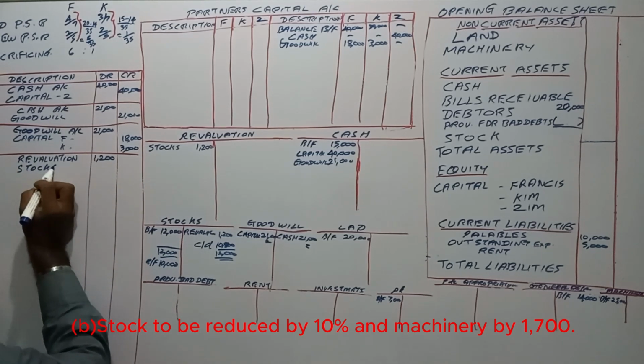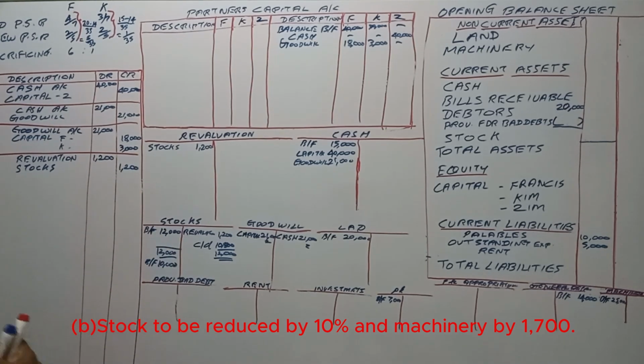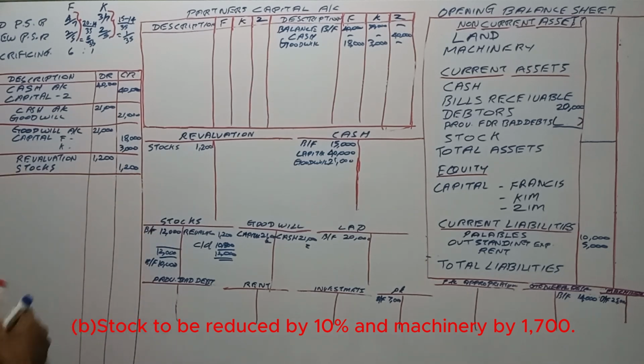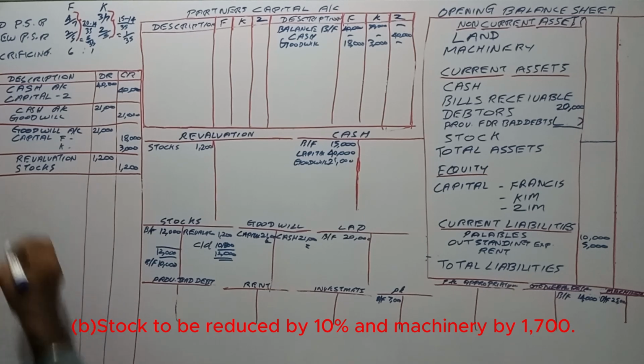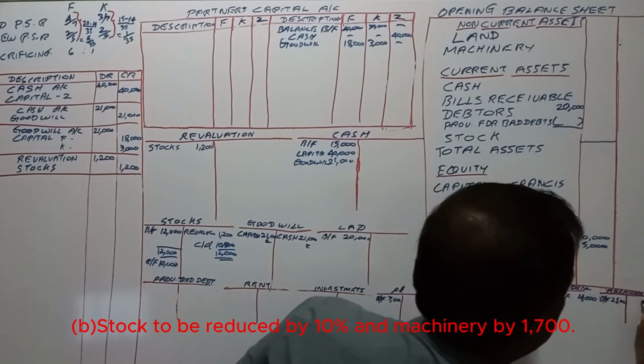Stocks credit 1200. It is finished. Yes. Then the fifth one, this is machinery. Machinery reduced by 10%, and machinery by 1700. Machinery should be reduced by 1700.